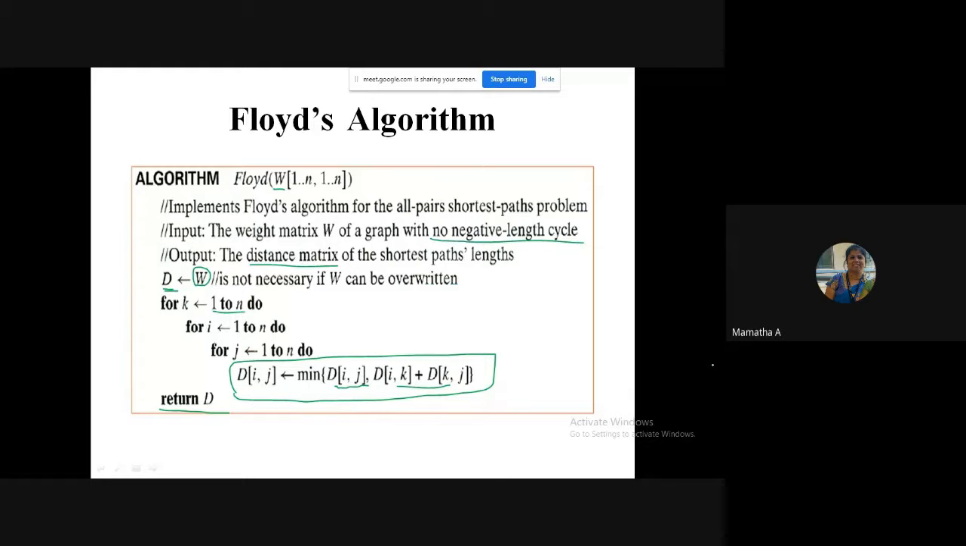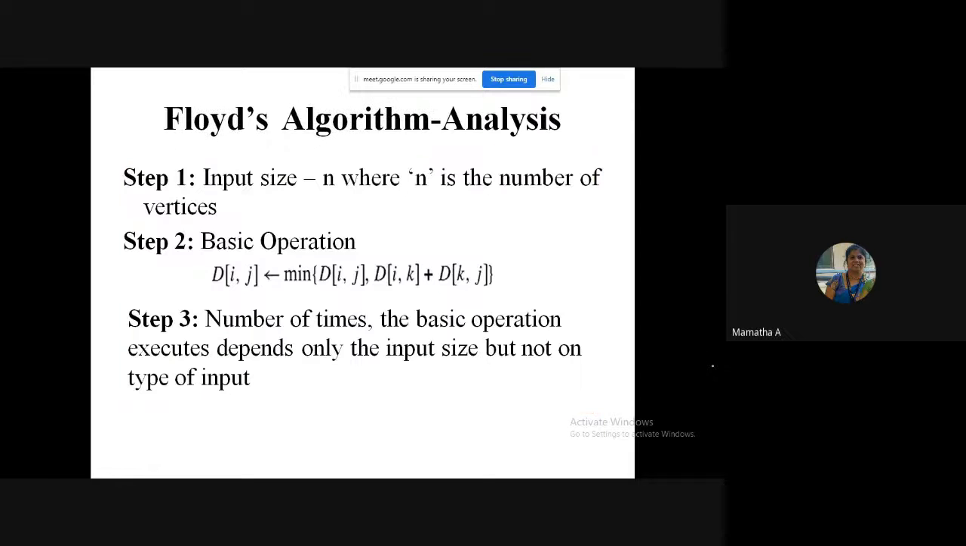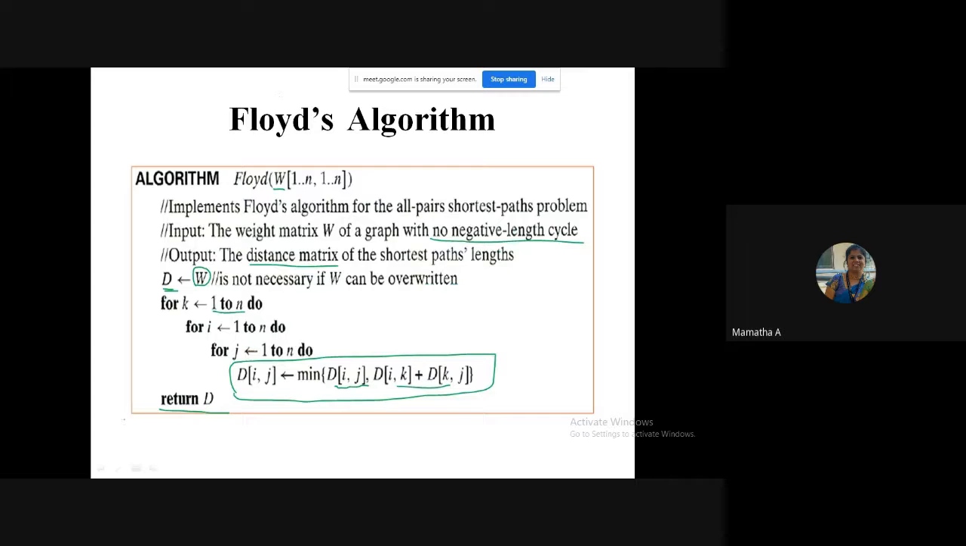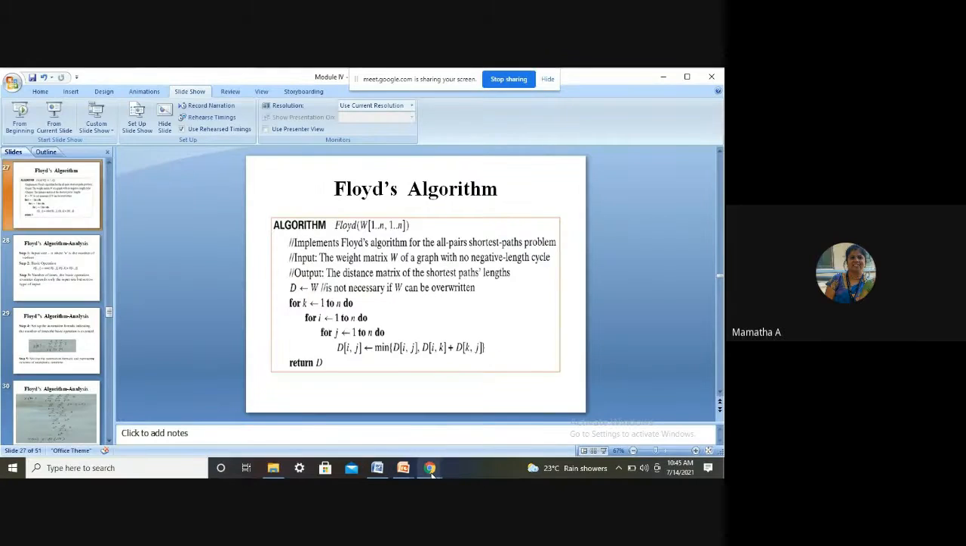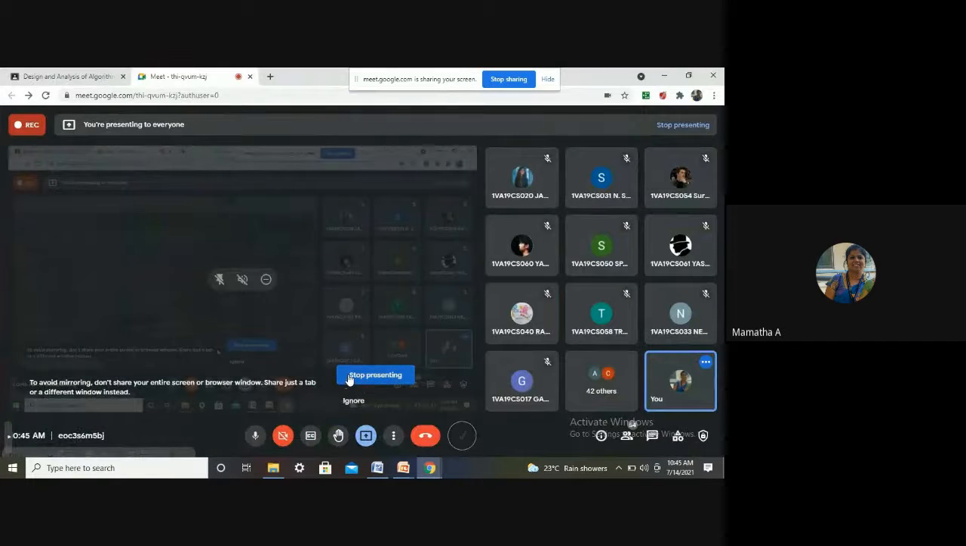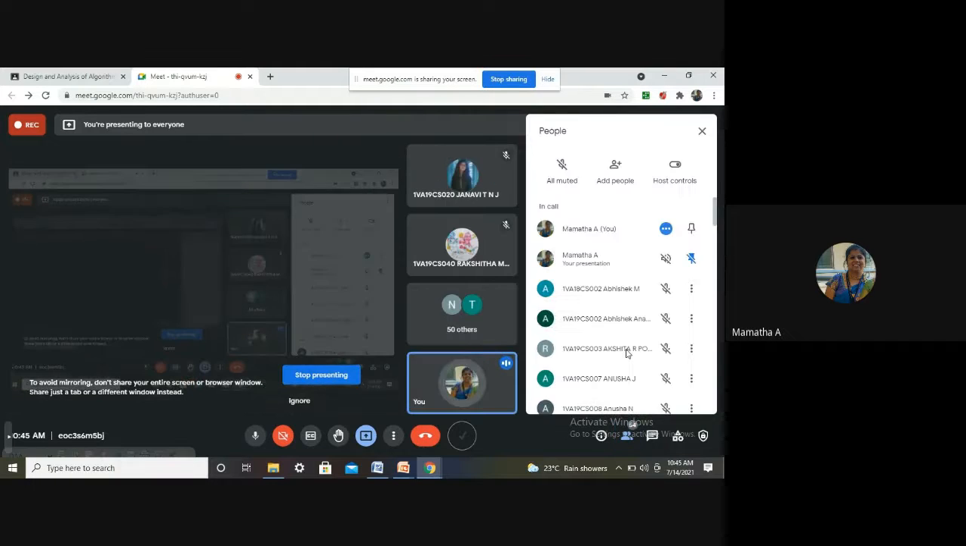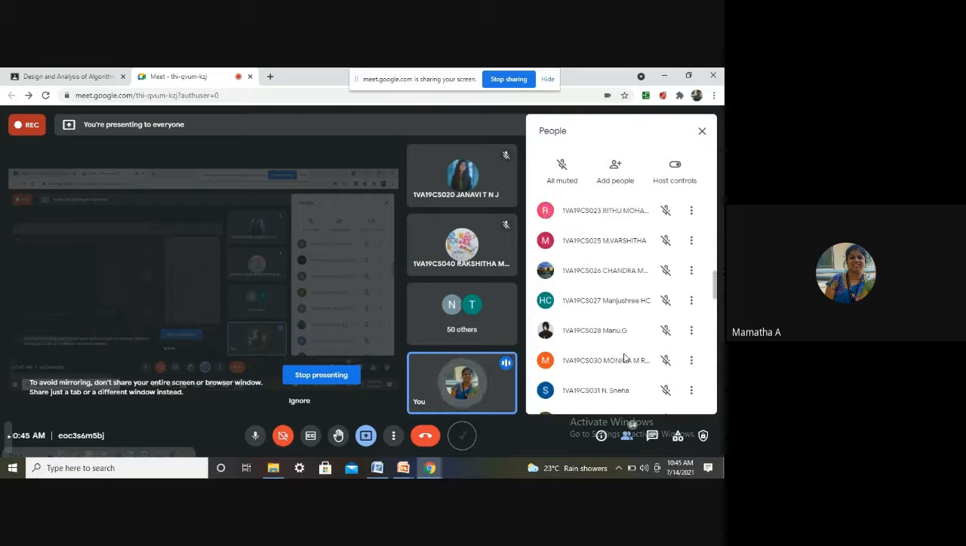Okay. So again now, if I have to analyze this, it is the same as Warshall's. Which is the basic operation here? Can I know the basic operation? Someone can give me the basic operation. Students, in Warshall's, which is the basic operation?